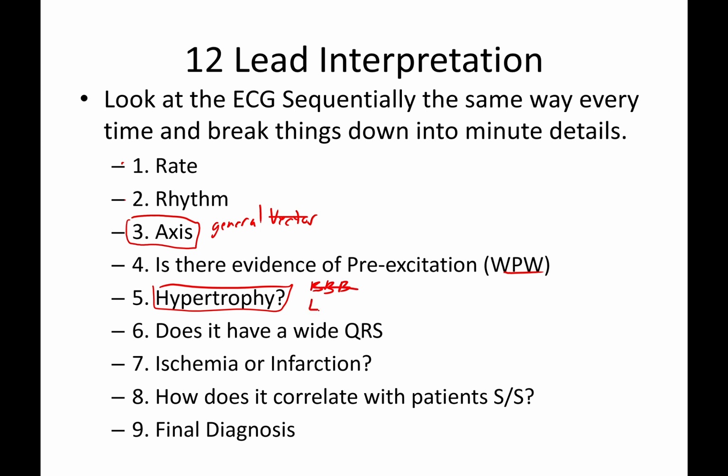On finding left and right atrial or ventricular hypertrophy. The wide QRS is going to be our bundle branch block discussion. And of course, everyone's favorite, step number 7 is going to be ischemia and infarction.